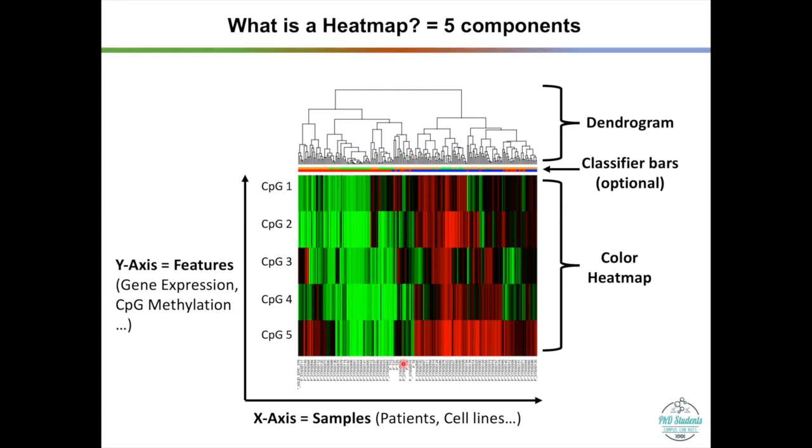Basically, one big group that is unmethylated in this case, and one big group that is methylated for these 5 CpGs, mostly. But again, this group divides into 2 subgroups, and the same for the other group, and so on and so on till we reach each patient individually or each cell line individually. So these are the 5 components of a heat map, and now we will begin.